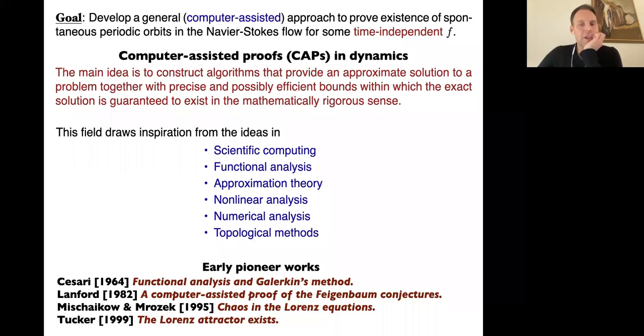And it's important to mention that what I'm talking about today is by no means new. It goes back all the way to Cesari in 1964, where a computer was used to prove existence of some periodic motions in a very simple, I think it was a second order non-autonomous ODE, using very similar ideas to those I'm describing today. Of course, now we have much more experience and much more machinery, both from nonlinear analysis and scientific computing. So now we can push the results much further.